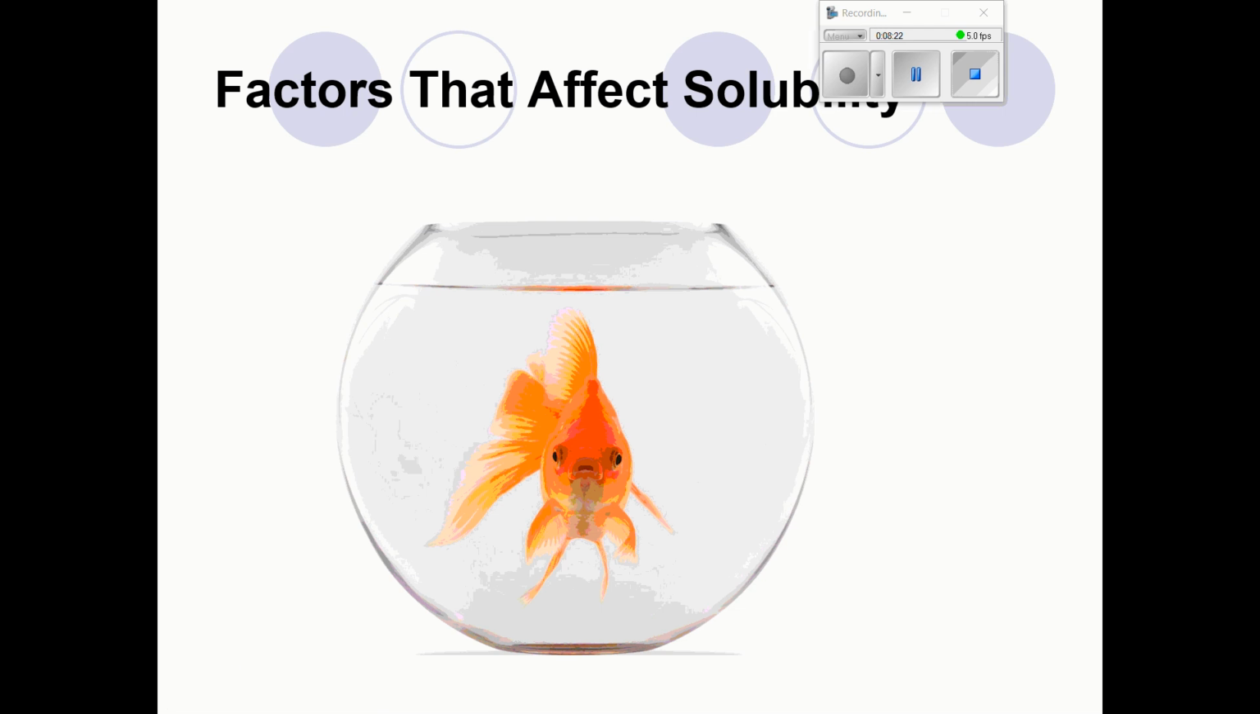All right, how about this poor goldfish? Well, I'll tell you about this goldfish, but it involves a light. So what happens is when you take gases and you heat or cool them, you change the solubility of those gases.